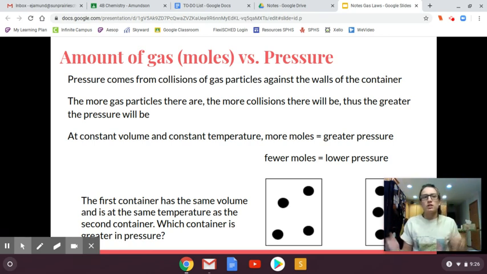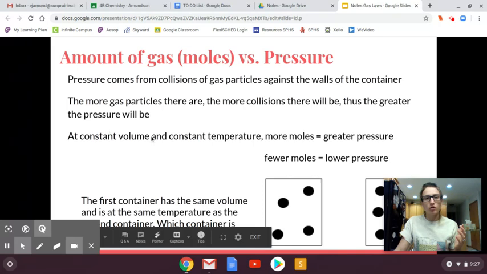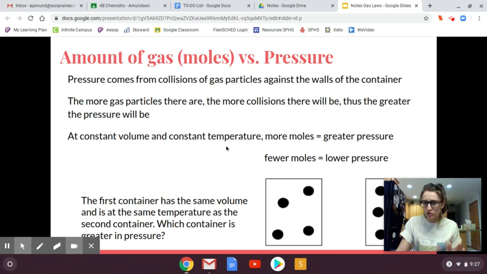We know that pressure comes from the collisions of gas particles against the walls of the container. So if there are physically more gas particles in a container, more moles of gas in a container, simply by having more moles of gas in there, there's going to be more collisions because there are more particles there to collide with the walls of the container, okay? So if we just want to isolate the relationship between moles and pressure, that means that we are assuming that volume and temperature are held constant. So if volume is being held constant and temperature is being held constant, then we can say, well, more moles of gas will mean a greater pressure, okay, because there'd be more collisions. Fewer moles of gas would mean a lower pressure because there would be less collisions, okay?